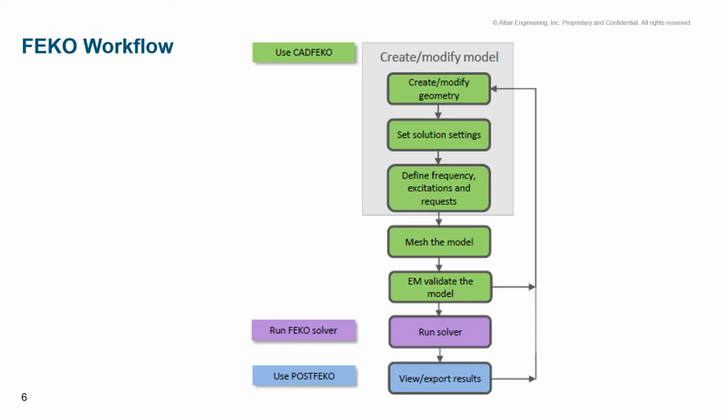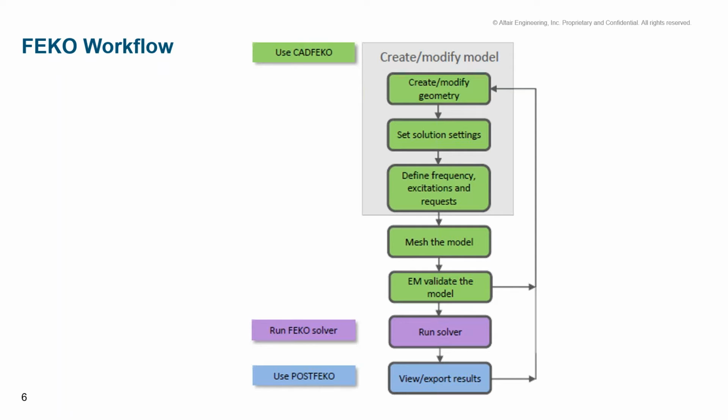Then you define the ports. It can be a wire port, it can be an edge port, it can be a FEM port, wire port, or line port. So ports can be set there, that's the excitation. And then the requests, what you want FEKO to calculate. Maybe S parameters, gain, near field, all those requests are applied.